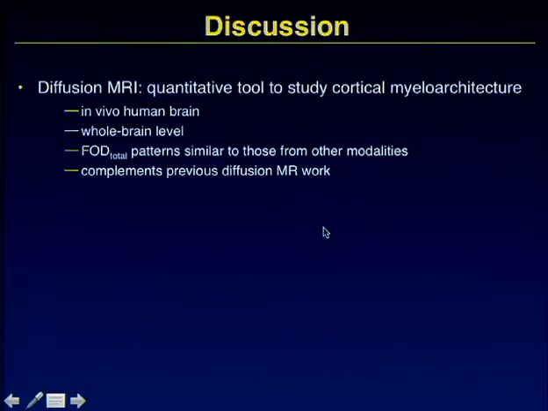So just to finish off, hopefully you can see that now diffusion MRI provides a new tool, and it's a quantitative tool to study cortical myeloarchitecture. So it's one more tool that can be used from MRI non-invasively to look at these properties. And it's important that it can be done in vivo and whole brain. And the patterns that we see with these parameters, the total fiber orientation density, is similar to the ones seen both in other MRI methods or other histological methods. And therefore complements both those methods and also the methods that have been done in diffusion to look more at the, with ex vivo at the cortical, intracortical layers and things like that.